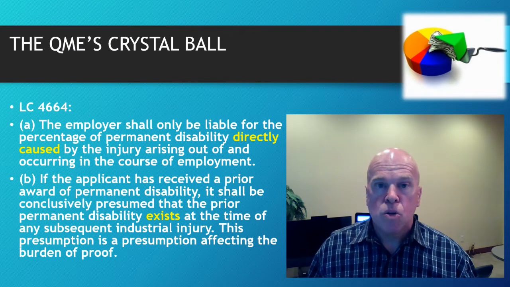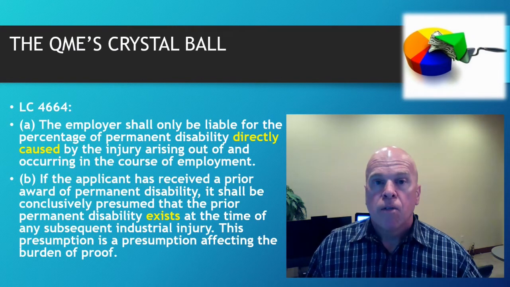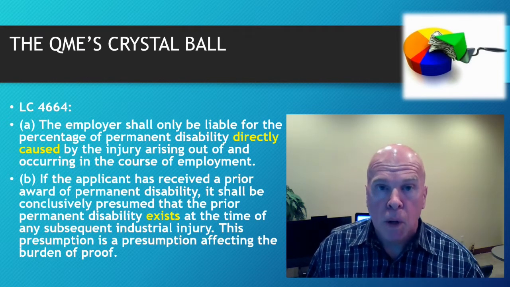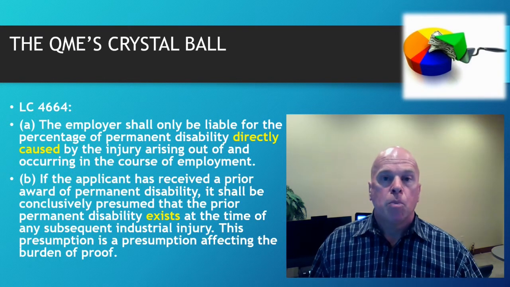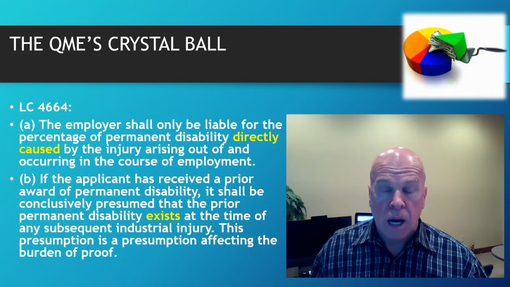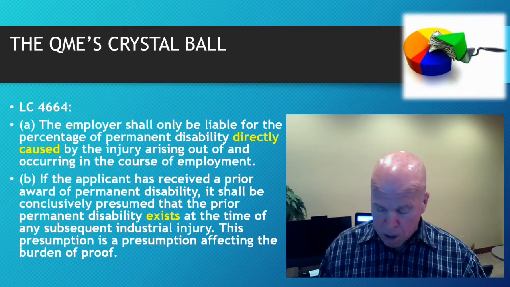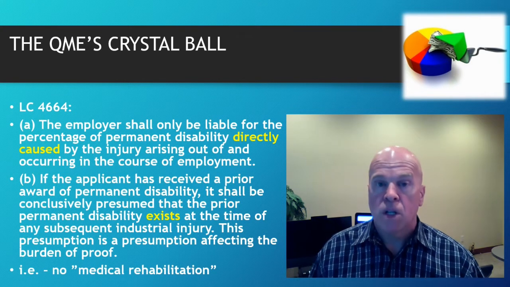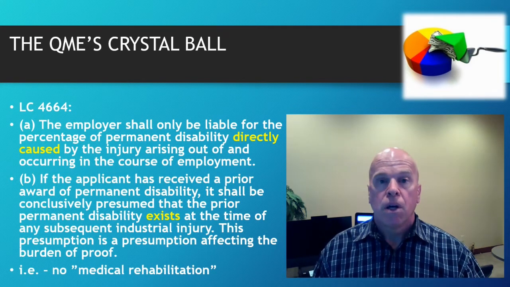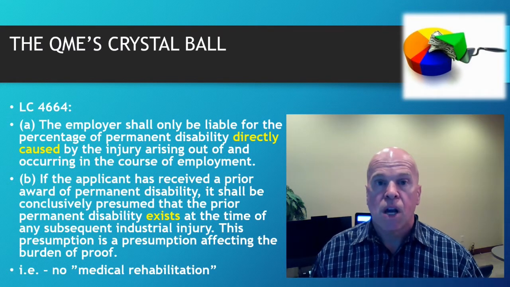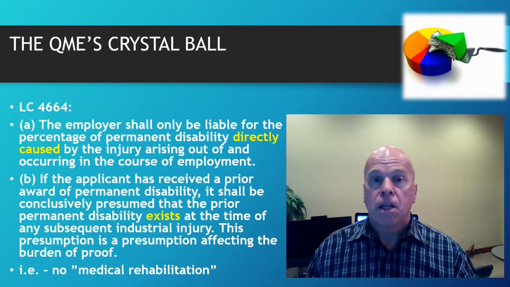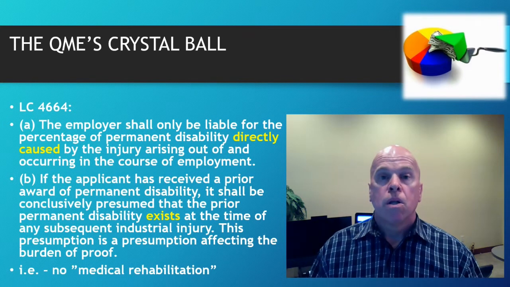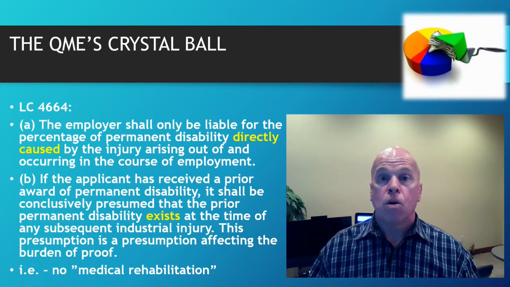The permanent disability that they had, for which they received a permanent disability award, exists into perpetuity, if only on paper. In other words, now under new Labor Code 4664, an examinee cannot claim a medical rehabilitation. An examinee cannot say that after they received the permanent disability award that they then enjoyed a medical rehabilitation.